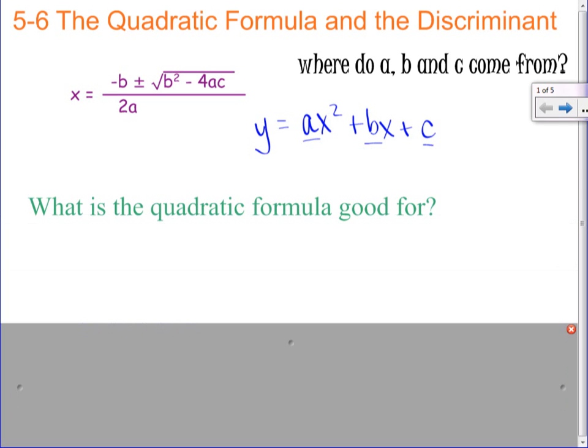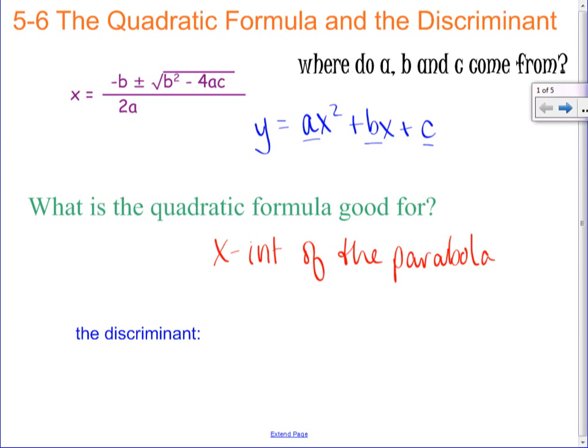Why do we use the quadratic formula? Well, I actually just talked about that. These are the x-intercepts of the parabola. And if something isn't factorable or it's really not suited for completing the square, we can always use the quadratic formula.